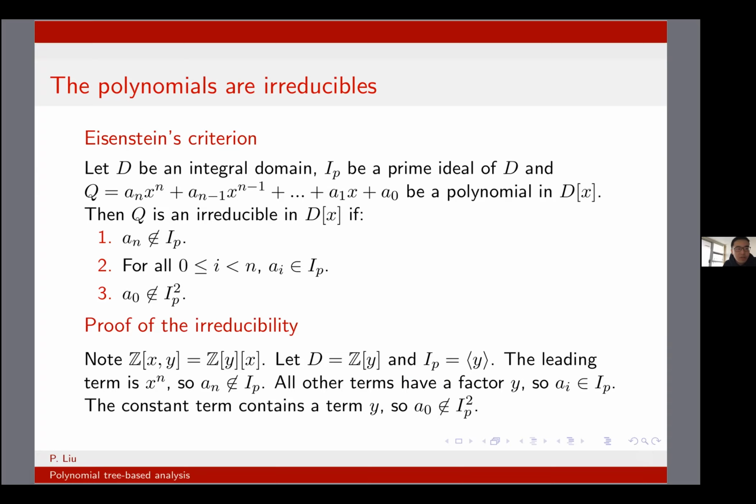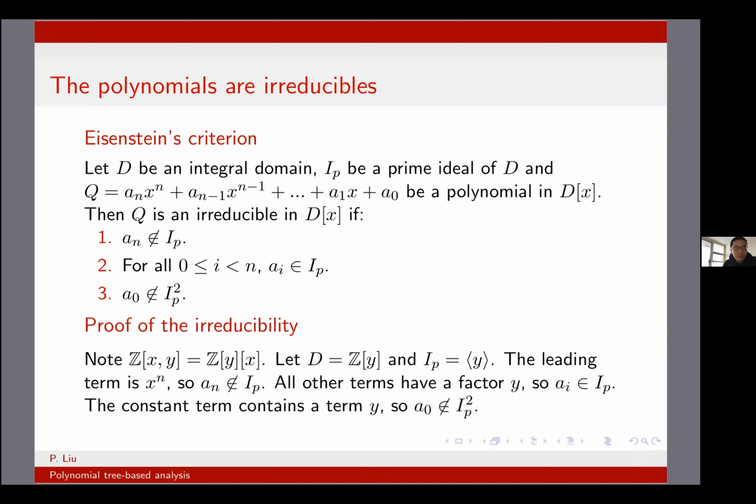So Eisenstein's criterion says that if D is an integral domain and we have a prime ideal, and as long as the coefficients of the polynomial satisfy three conditions, so that the leading coefficient is not in the prime ideal, all the other coefficients are in the prime ideal, and the constant term is not in the prime ideal squared, then we can say the polynomial is irreducible in this integral domain, which is basically like saying that the polynomial is like a prime number in the integers, right?